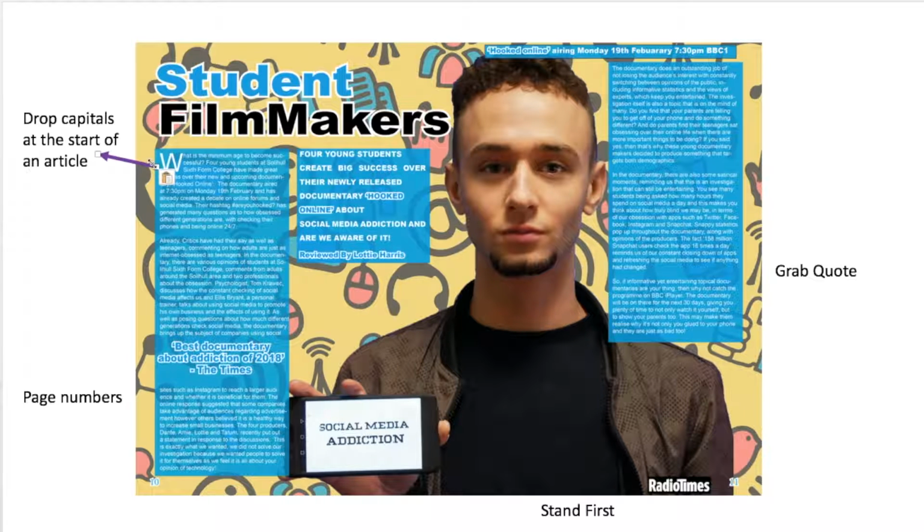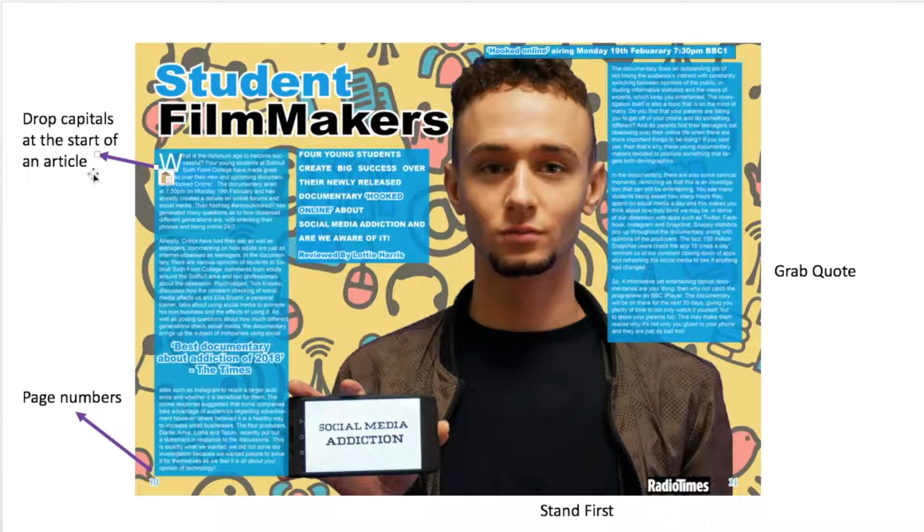Our DPS included a variety of codes and conventions, and one code and convention that we made sure we had was to have page numbers. This is a typical feature of a DPS, and this made ours appear more professional and can help readers navigate through the Radio Times magazine.